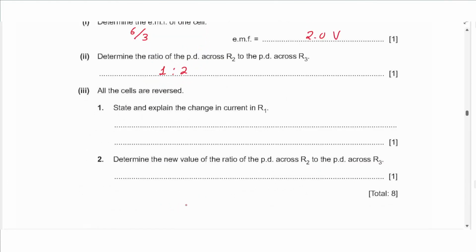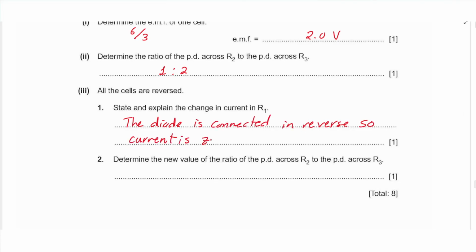Part III says all the cells are reversed. State and explain the change in the current in R1. R1 was connected to the diode, which allows current to flow in one direction, and reversing the battery would cause the current to flow in the opposite direction, so the diode will not allow it. So we say the diode is connected in reverse, so current is 0.